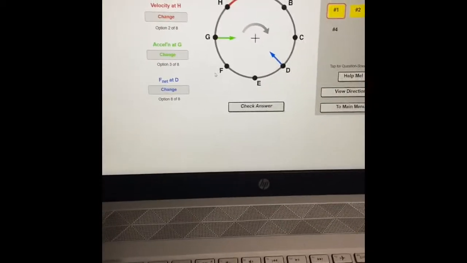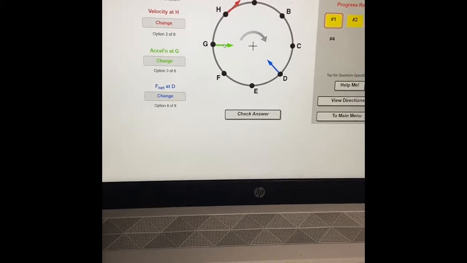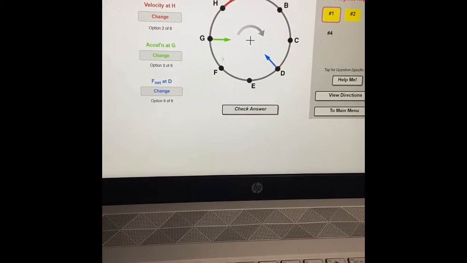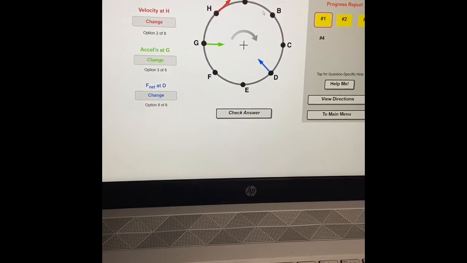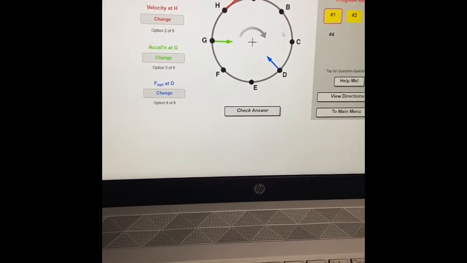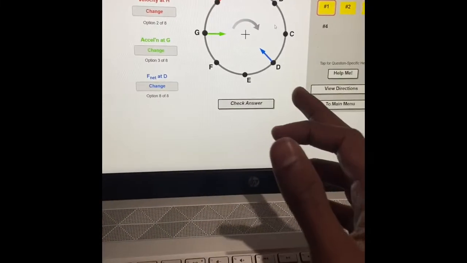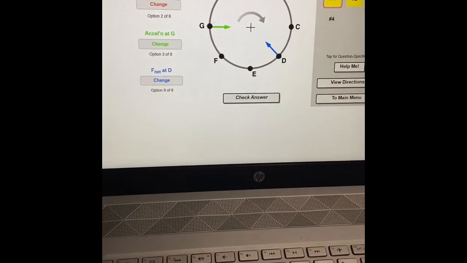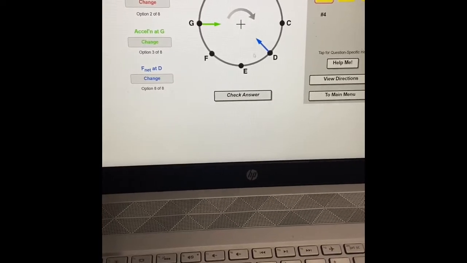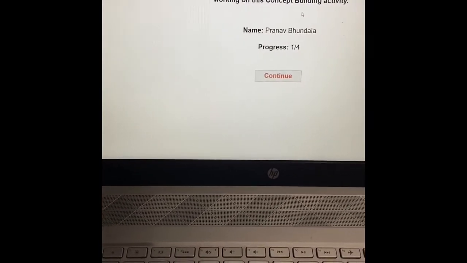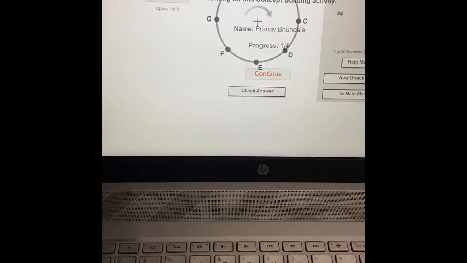Now the net force is also pointed towards the center. As you can see, this is already pointed towards the center. That is because it is always at the same distance from the center throughout each point. That means that the net force is always pointed towards the center. So these should be the correct answers. Now let's check that out. We got it right. Now, let's try another one.